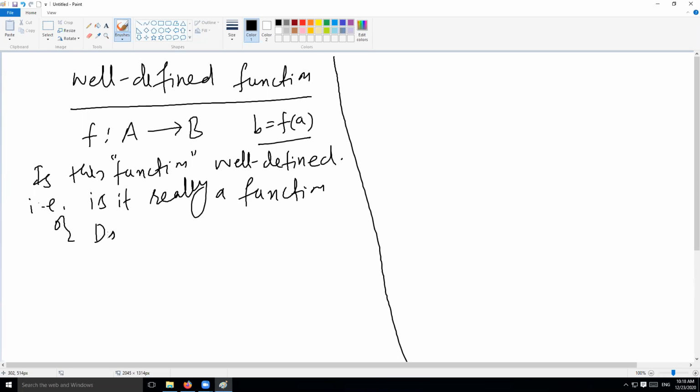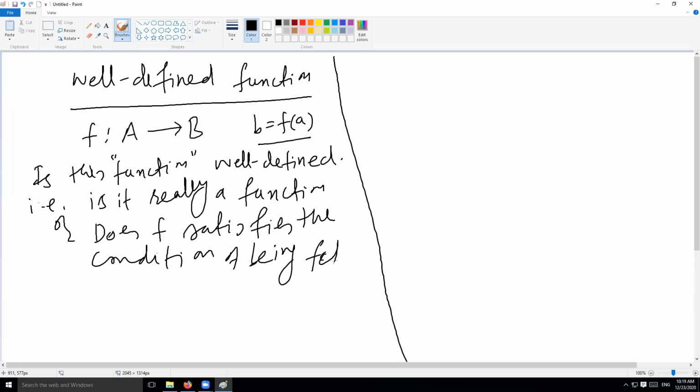Or does F satisfy the conditions of being a function? So you have to keep in view, if I give you a formula, then you have to check that you don't just believe that everything written in this form is going to be a function. You have to verify that this relationship that has been defined for you is a function. If it satisfies the condition of being a function, you're going to say it's really a function, or the function is well defined.